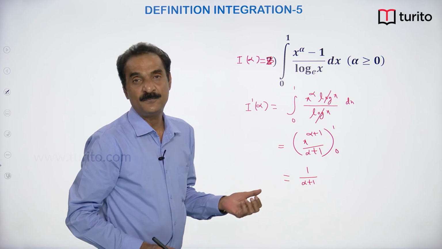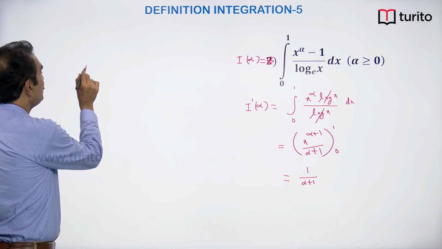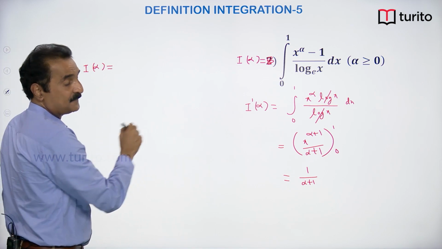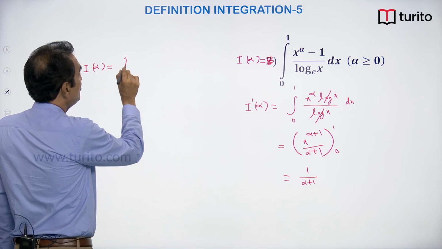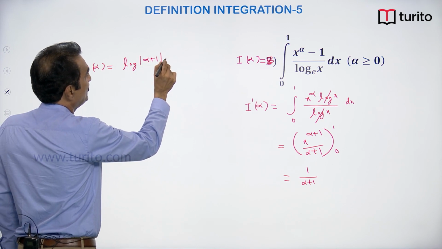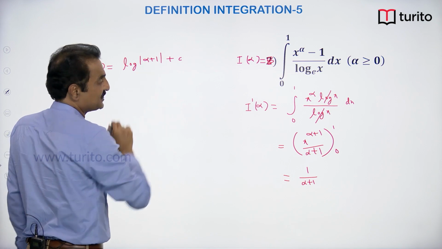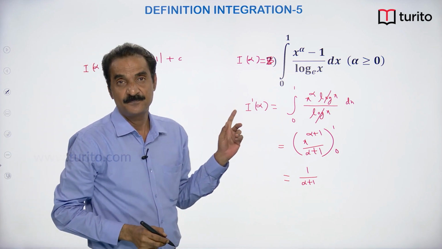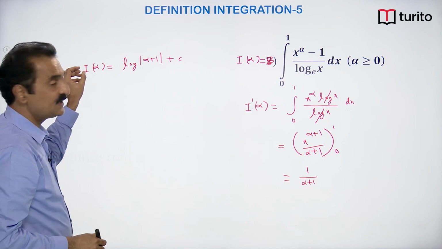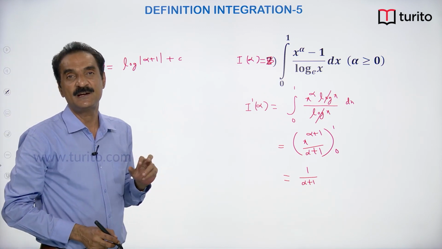After getting I dash alpha, I of alpha is equal to, what is the integral of 1 by alpha plus 1? Log mod alpha plus 1. But we have to write a constant of integration because this is indefinite integration. Then how to find c? By putting some arbitrary value of alpha, we can calculate c.